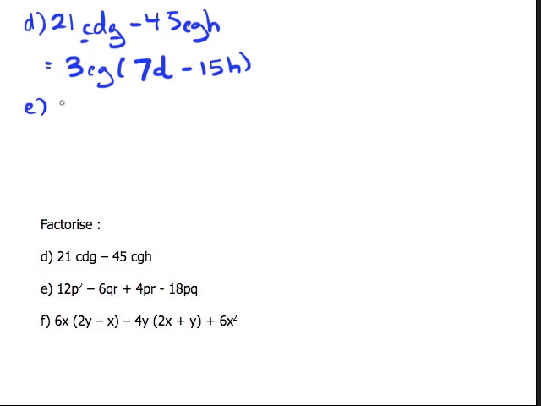12p squared minus 6qr plus 4pr minus 18pq. Okay, how? This one basically you just have to group them together. So let's take a look. You have P, you have P. You have Q, you have Q. So let's put it together this way. 12p squared, let's rearrange them. Plus 4pr minus 6qr minus 18pq.